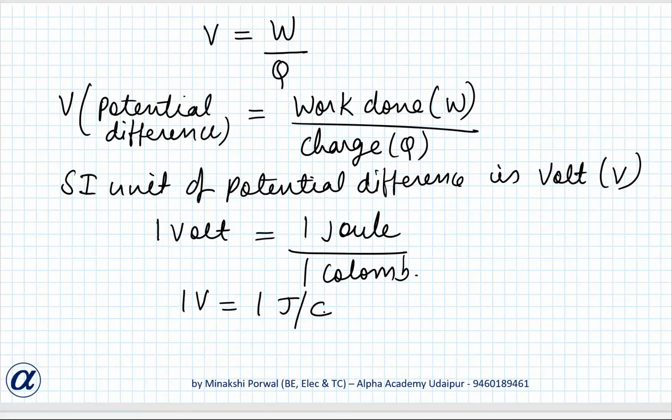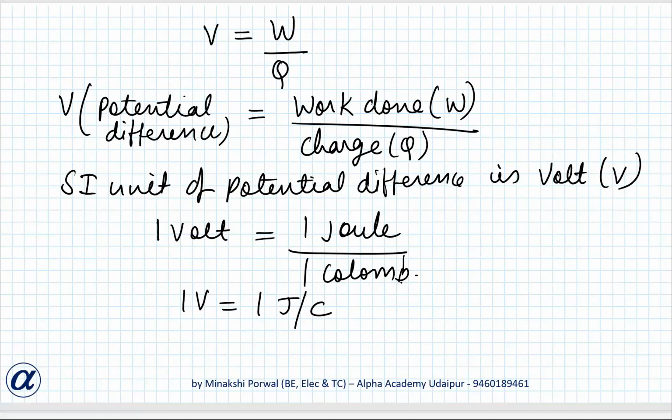When 1 joule of work is done to move a charge of 1 coulomb from one point to another, the potential difference is said to be 1 volt. Or, the potential difference between 2 points is said to be 1 volt when 1 joule of work is done to move a charge of 1 coulomb from one point to another.